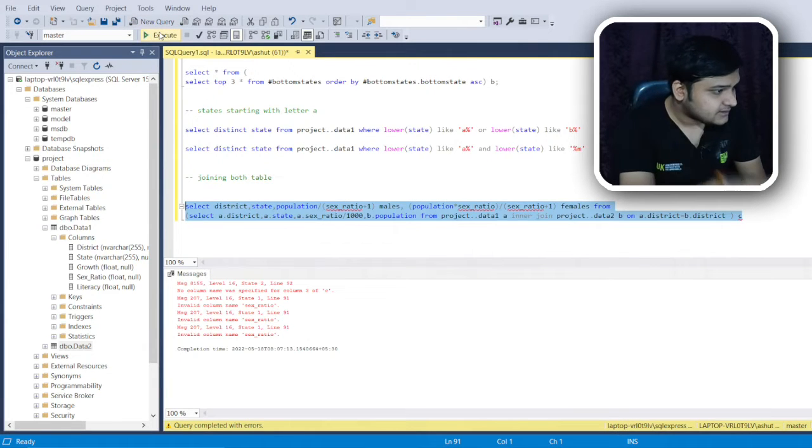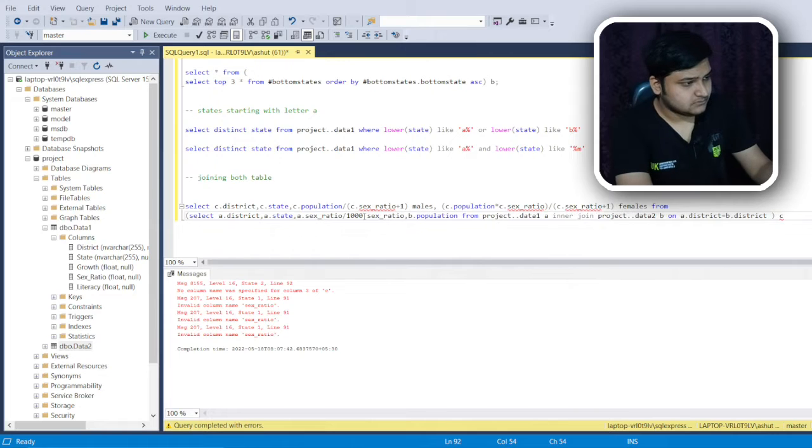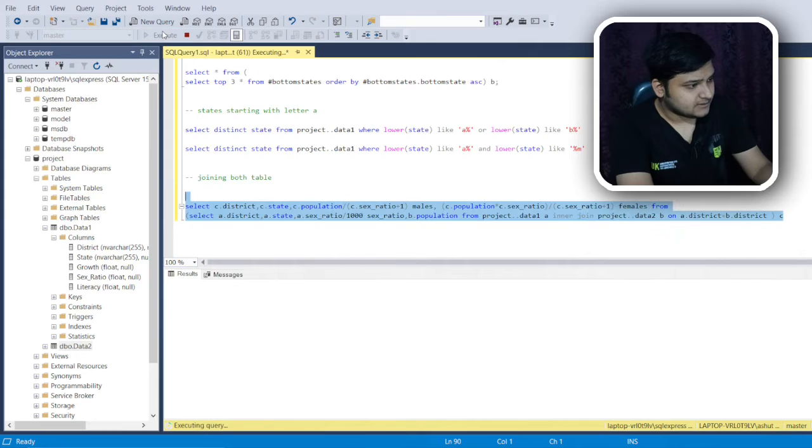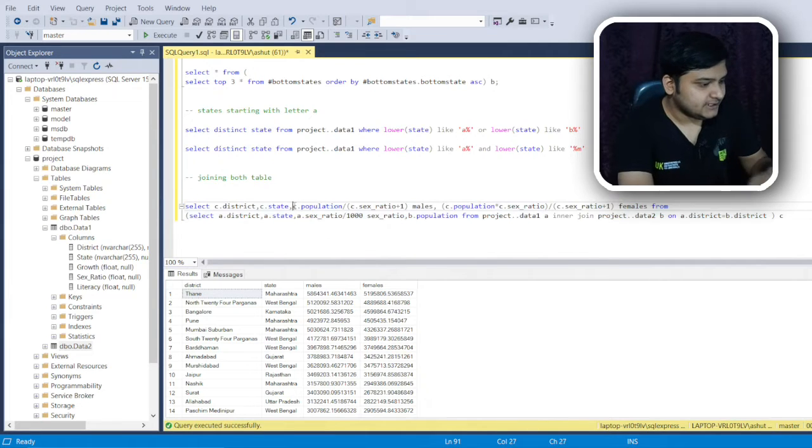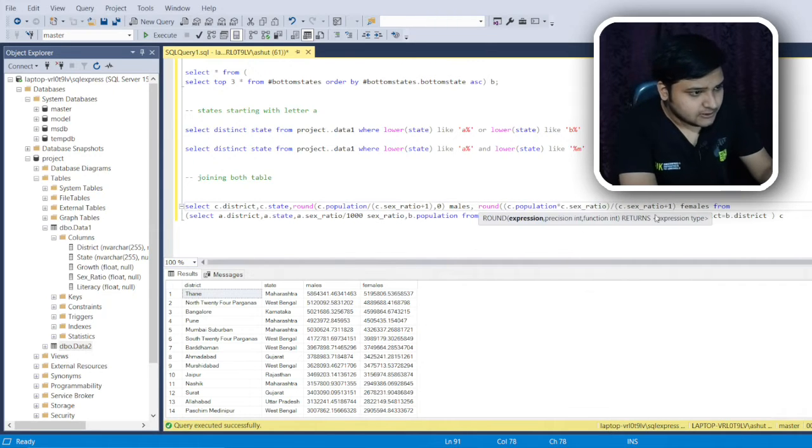Okay, there's some error, so I would just provide the alias name there, and you can see I've got the output here. And obviously the number of males and the number of females would not be in decimal numbers, so we need to convert this into integer values. So I would convert all this to 0 decimal places, similarly to this one also as well.